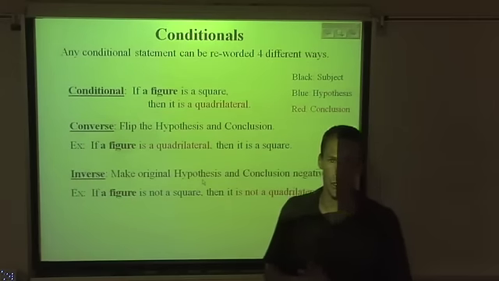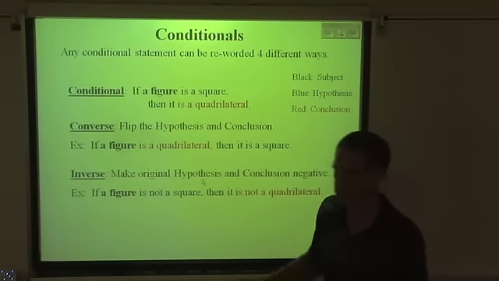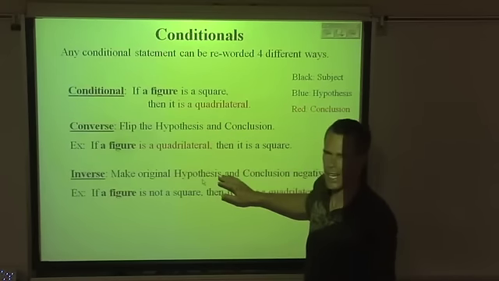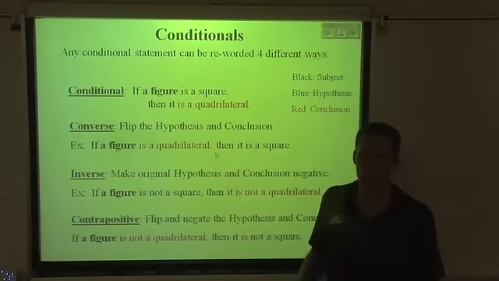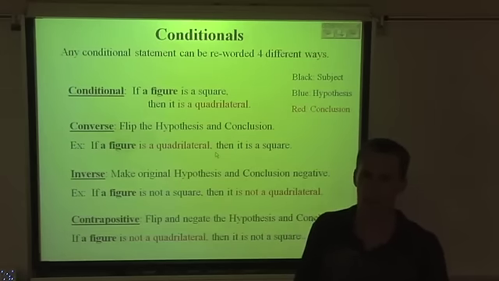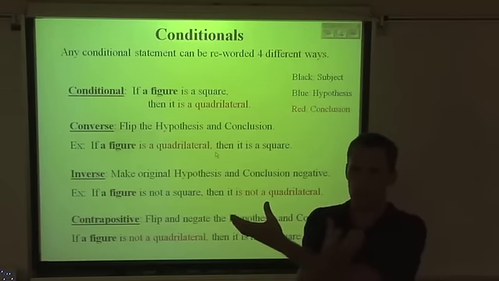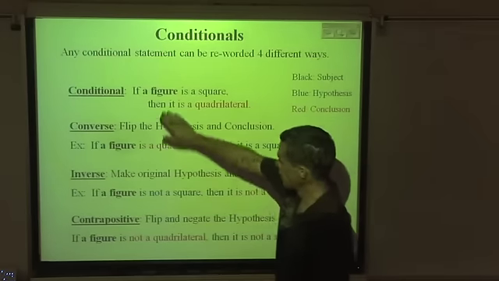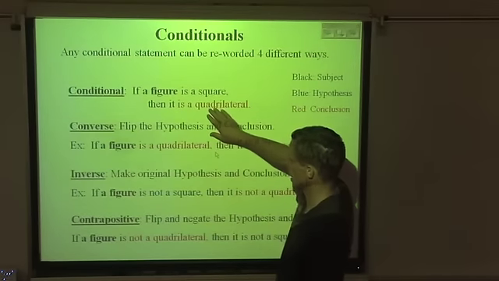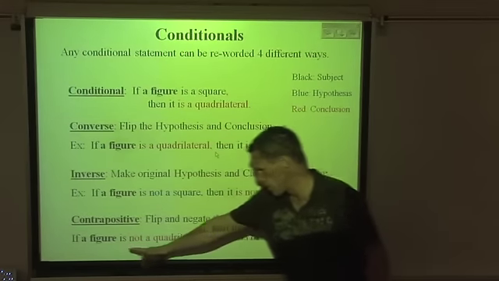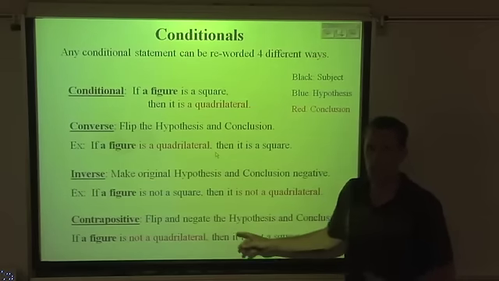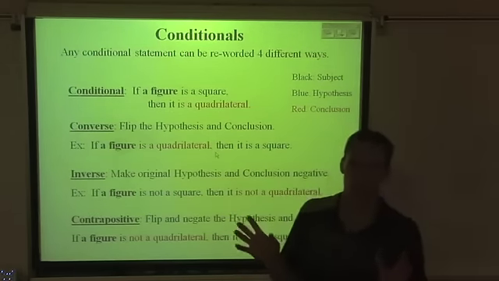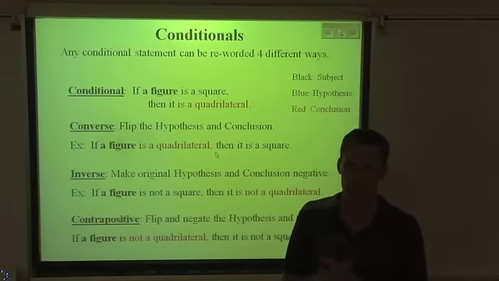The final conditional to look at is called the contrapositive. We have flipped them, we have negated them. The contrapositive is when we do both at the same time. We flip the hypothesis and conclusion, and we take the opposite of them. So, if a figure is a square, then it is a quadrilateral, contrapositive: if a figure is not a quadrilateral, then it is not a square. These are the four different ways that we can look at this one conditional statement.